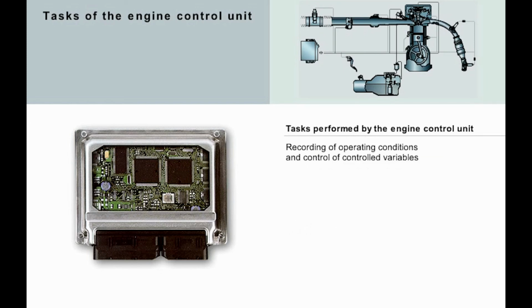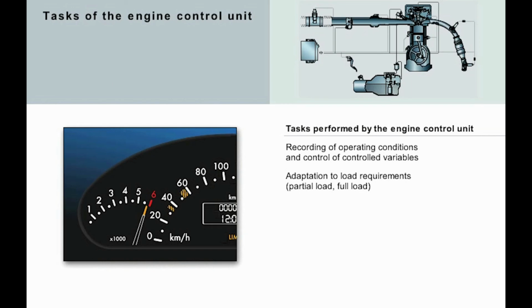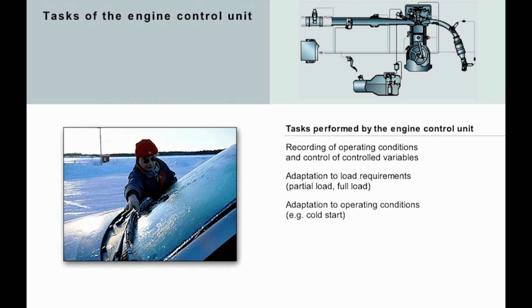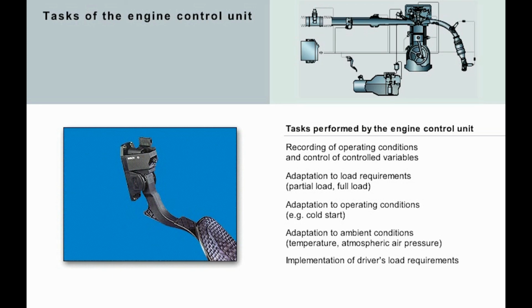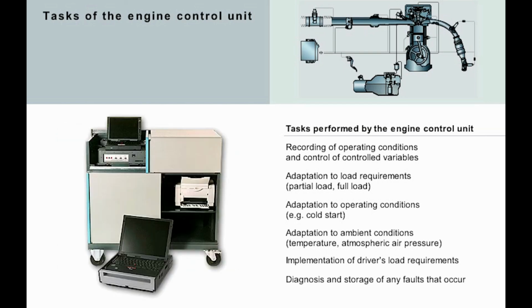It records all data relating to the operating conditions and controls all control variables for engine operation. The engine control unit adapts engine operation to the varying load conditions, for example, partial load or full load. Engine operation is also adapted to special operating conditions, such as a cold start, as well as to ambient conditions, for example, the temperature or atmospheric pressure of the air. At the same time, the engine control unit is responsible for converting the driver's load requirements, and for continual diagnosis and storage of any faults that occur.